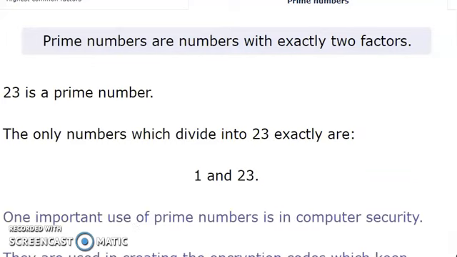One important use of prime numbers is in computer security. They are used in creating the encryption codes actually.